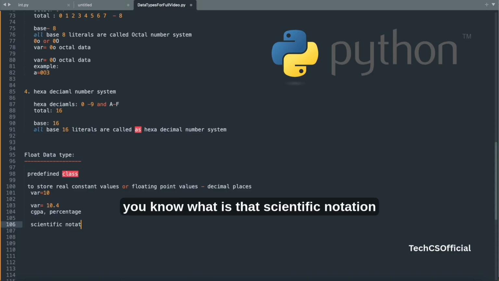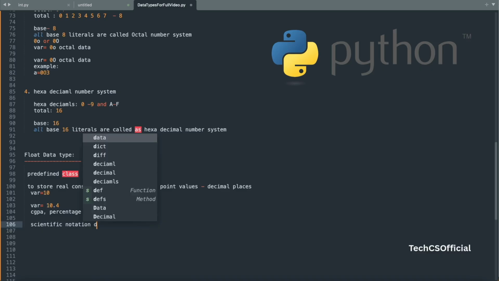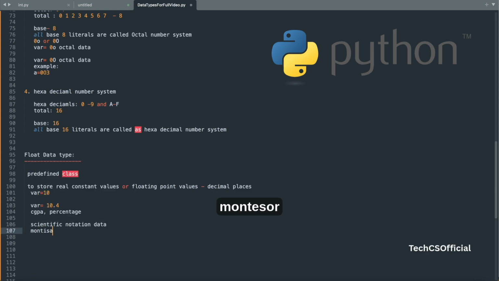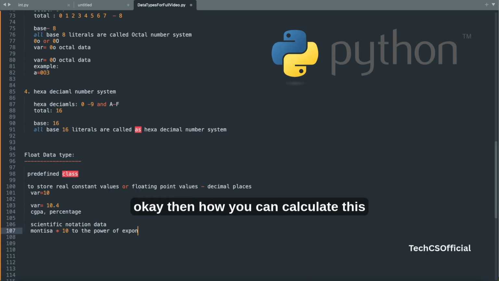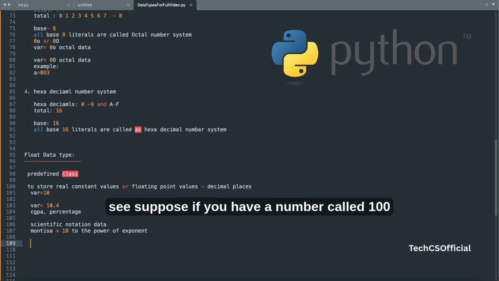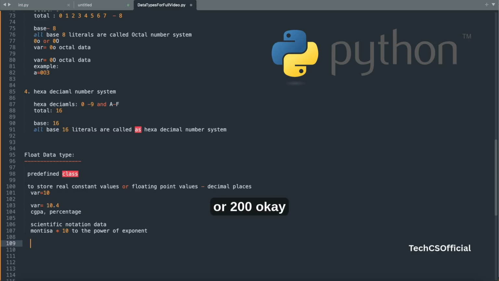Do you know what scientific notation is? In programming languages, scientific notation data is generally written as mantissa times 10 to the power of exponent. Then how can you calculate this? We'll see. Suppose you have a number like 100 or 200.